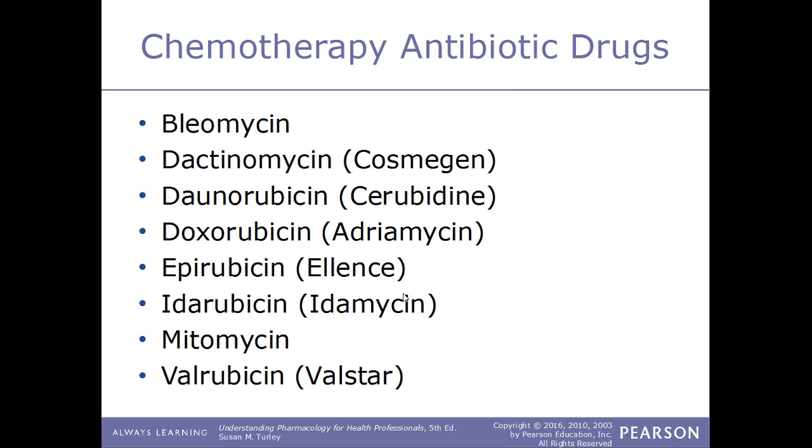Some examples of chemotherapy antibiotic drugs include bleomycin, dactinomycin, known by its brand name Cosmegen, daunorubicin, known by its trade name Cerubidine, doxorubicin, known by its trade name Adriamycin, epirubicin, known by its trade name Ellence, idarubicin, known by the trade name Idamycin, mitomycin, and lastly valrubicin, known by its trade name Valstar.